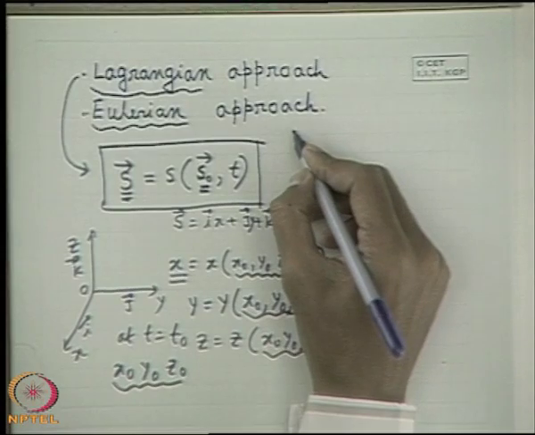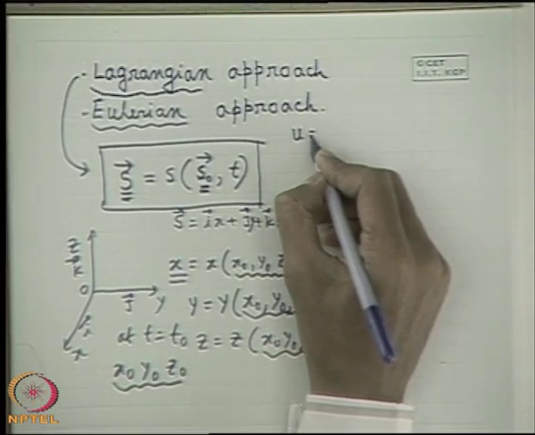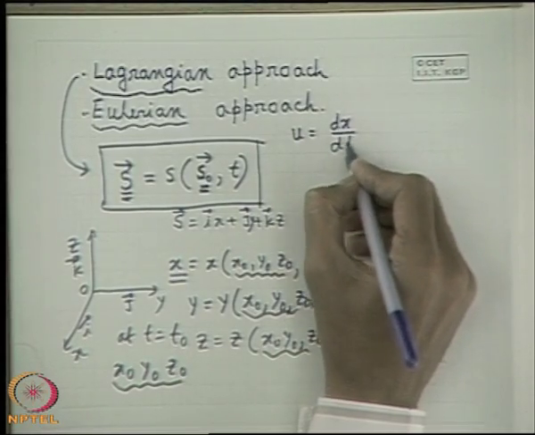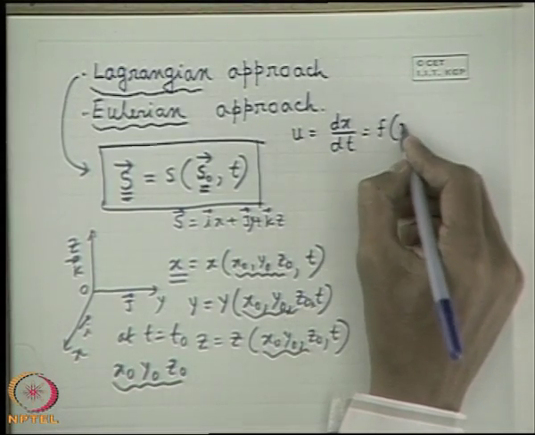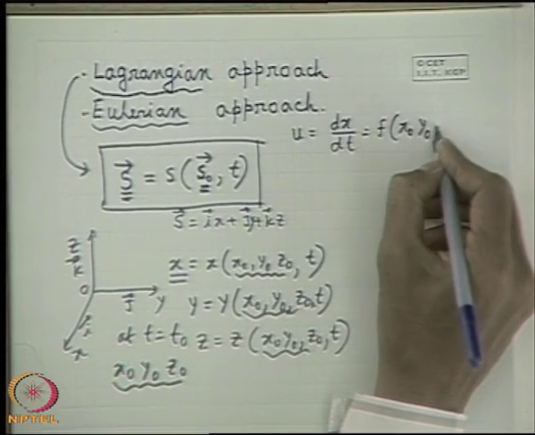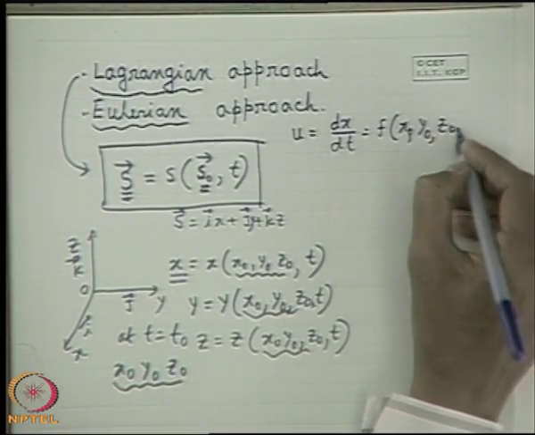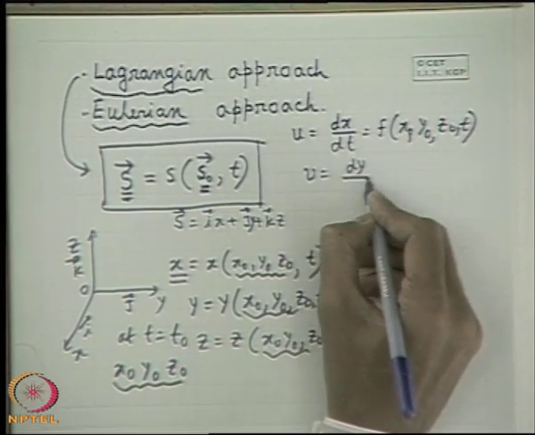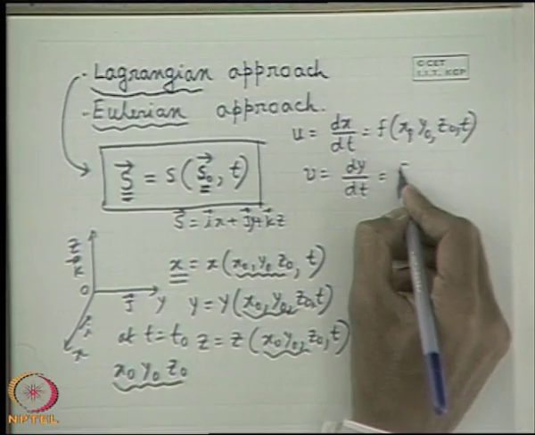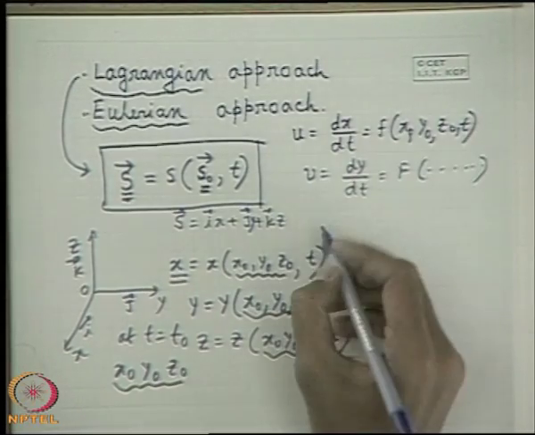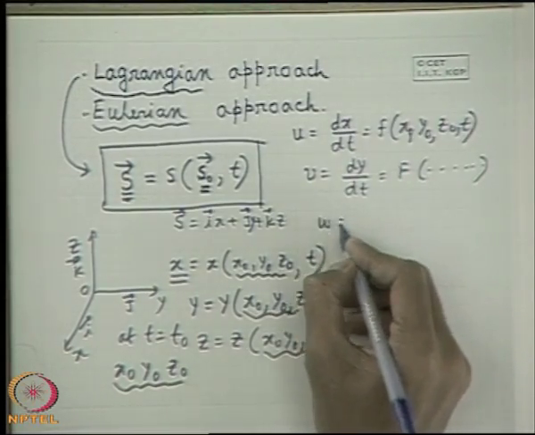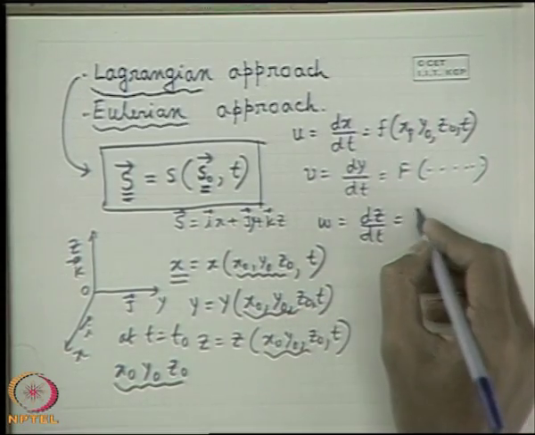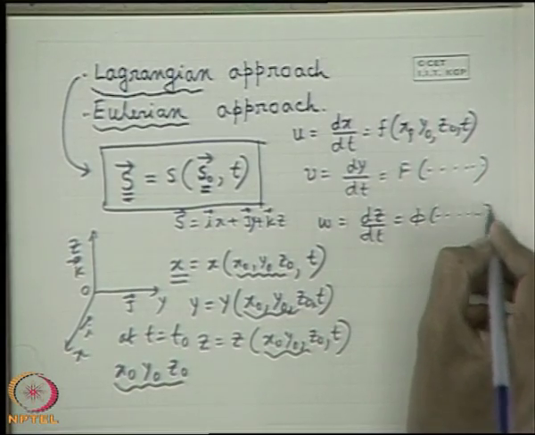Similarly, if we want to find out the velocity of a particular particle of fixed identity, it will be dx/dt, and this will be some function of x0, y0, z0. These are the variables, and time t. Similar is the case for dy/dt. This will be some other function of the same variables. Similarly, the z component of velocity, dz/dt, is some function of these.